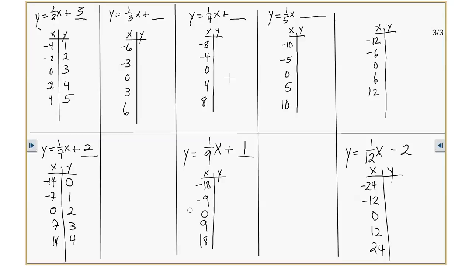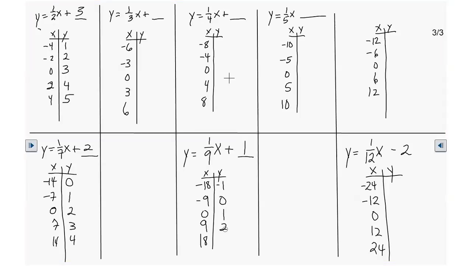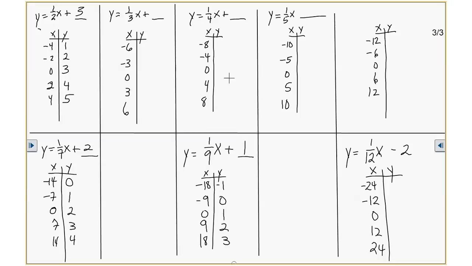What's negative 18 divided by 9? Negative 2 plus 1? Negative 9 divided by 9? Negative 1 plus 1? 0 plus 1? And then you see the pattern. Negative 1, 0, 1, 2, 3. Let's check the last one. What's 18 divided by 9? 2 plus 1?